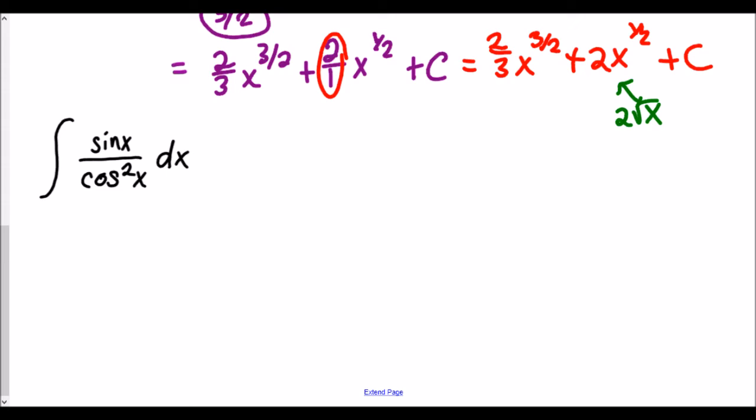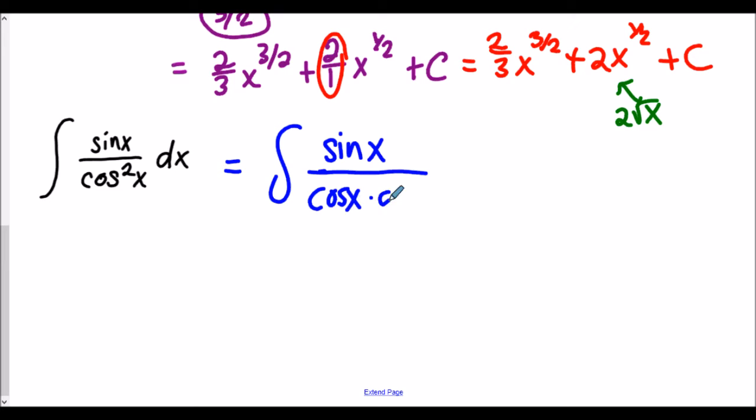Okay, so what's really happening here is that we're integrating, and we have sine x over cosine squared is just cosine x times cosine x dx. And really, on the top, we can say that sine x is times 1 because that doesn't change anything.